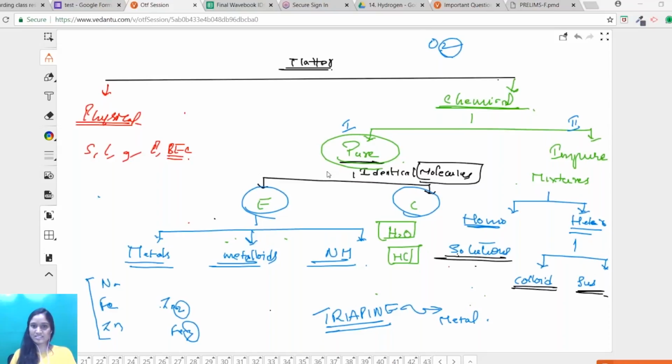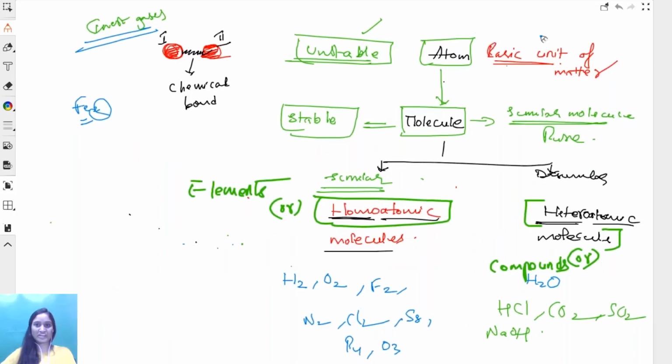Some of you are asking, I don't want to reveal the names, that when a compound is having dissimilar type of atoms, how is it said to be pure? How can we say it as pure? I repeat the definition of purity. I have to say something to be pure when I have similar type of molecules, not atoms. Forget about atoms. When you have similar type of molecules, you call the substance to be pure.